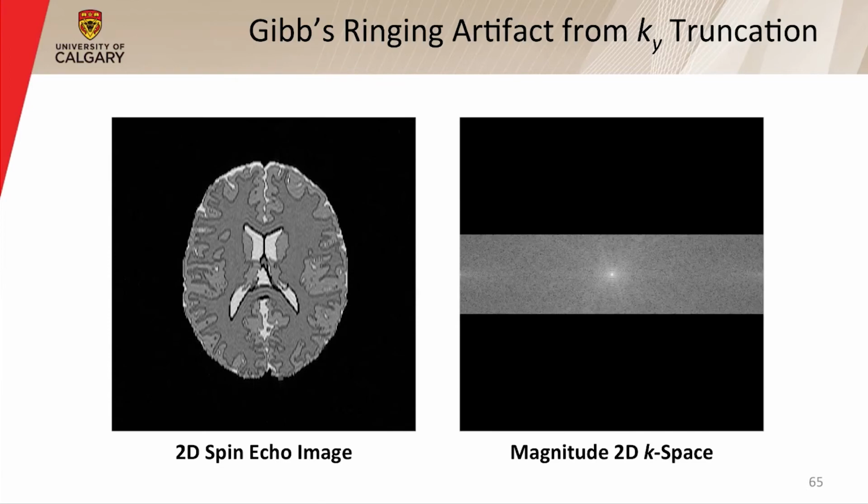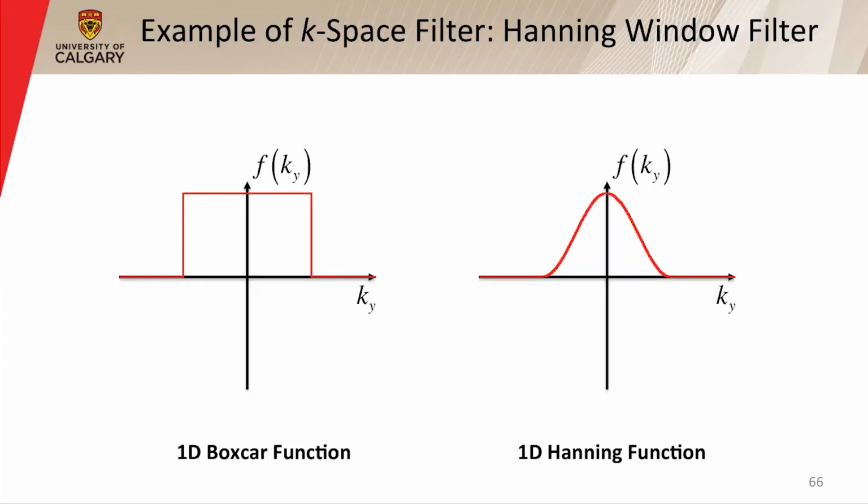So if we look at something like this, we get a lot of ringing artifact in the image. So we're acquiring the images faster, but now we're introducing this ringing artifact.